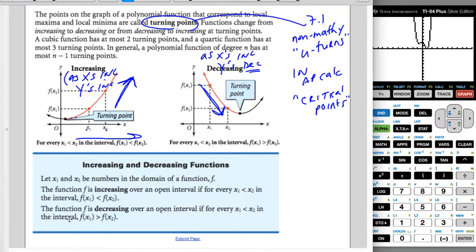And you can see there's mathy definitions for it, but essentially what they're saying is for every interval where x sub 1 is the left x value and x sub 2 is the right x value, if your left y value is smaller than your right y value, you're increasing. Well, sure enough, the left y value is smaller than the right y value. Yep, you're increasing. If on that same interval from left to right, your left y value is bigger than your right y value, then your graph is getting lower, like it's decreasing. So that's the idea behind increasing and decreasing.